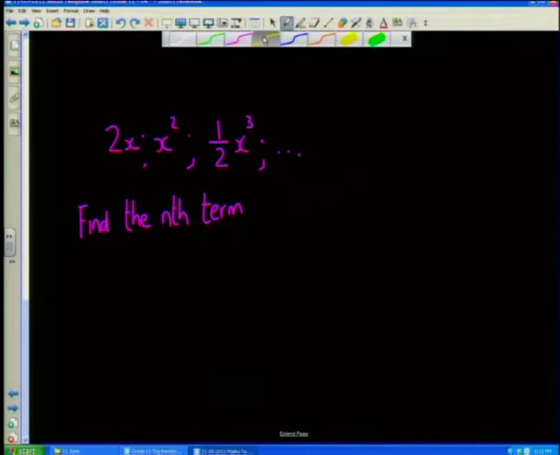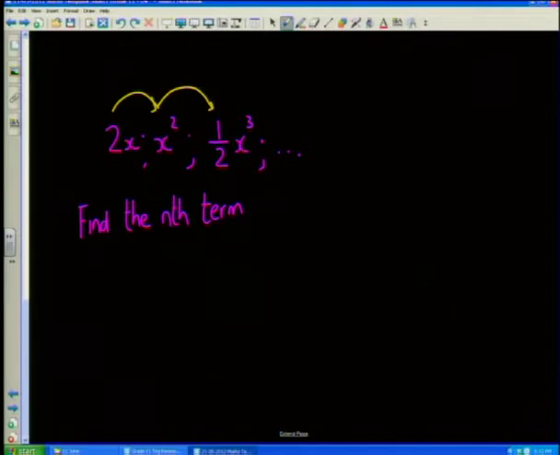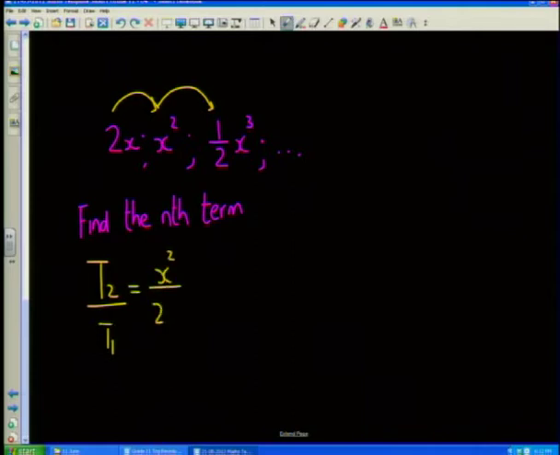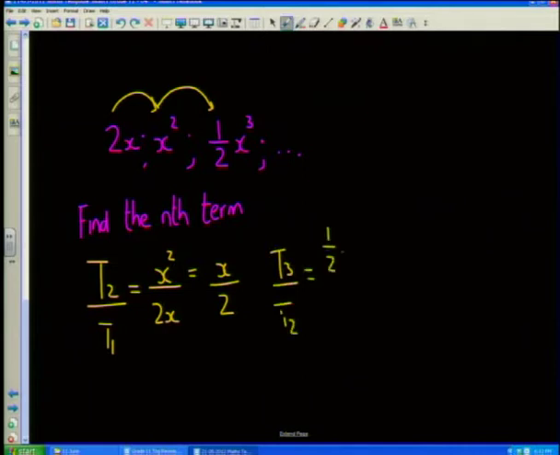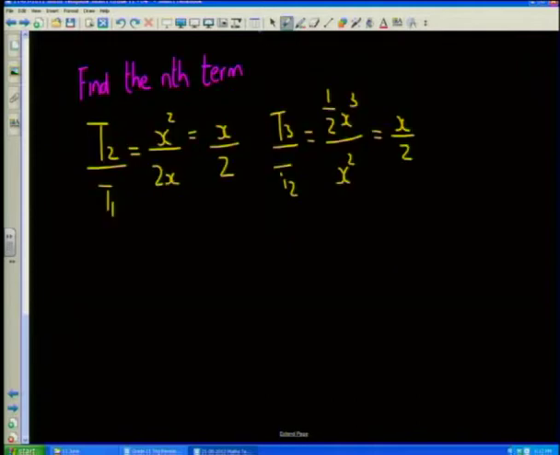Having a look at the actual sequence, I think all of us can see that it's definitely behaving like a geometric sequence, okay? If I take term 2 and divide it by term 1, I'm going to get x squared over 2x. One of the x's cancels and I get left with x over 2. Now, if I do term 3 over term 2, I'm going to get a half x cubed over x squared, and that is also going to give me x over 2. So I have verified that my r value is x over 2.